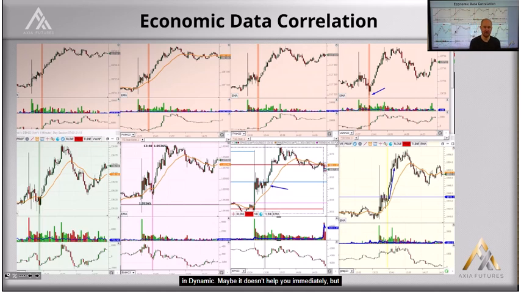Maybe it doesn't help you immediately, but always be thinking, and we'll talk about this in debriefing, always be thinking forward. This will help you one day in the future. And so get multiple charts down together so you can see those correlations. So valuable. That's the final bit on economic data.